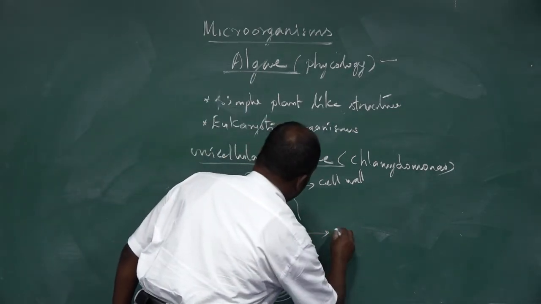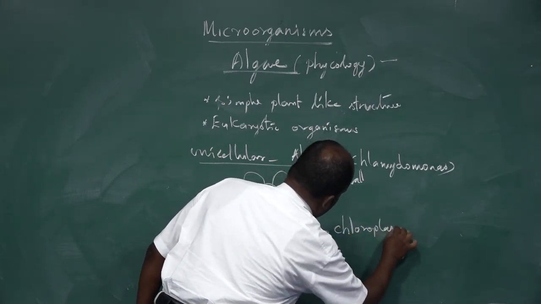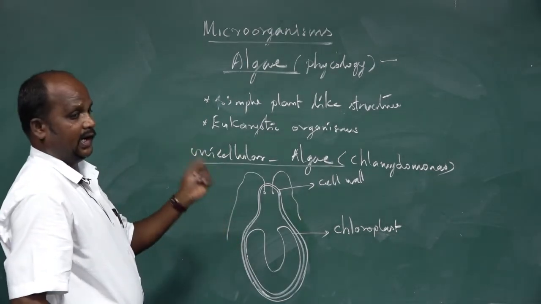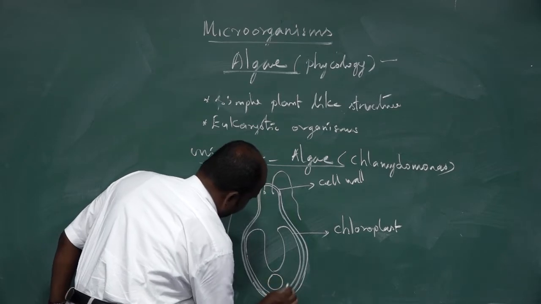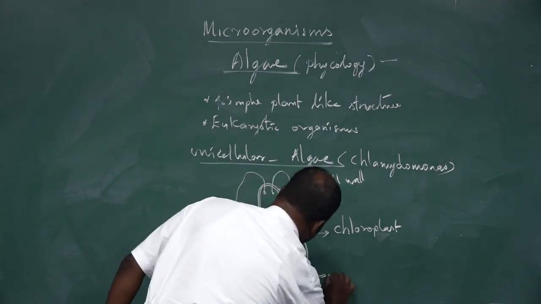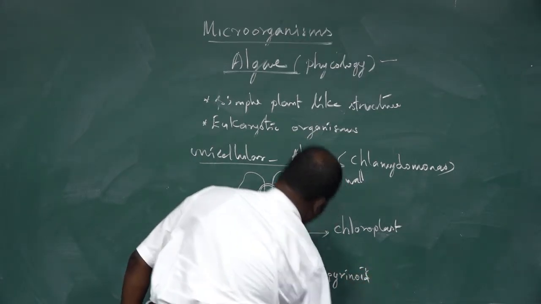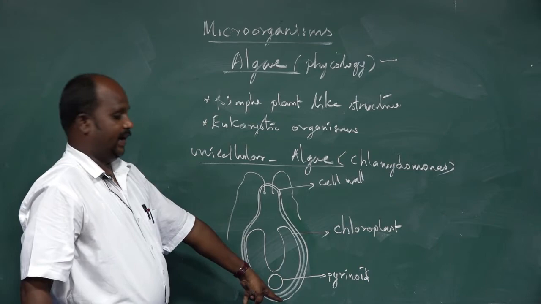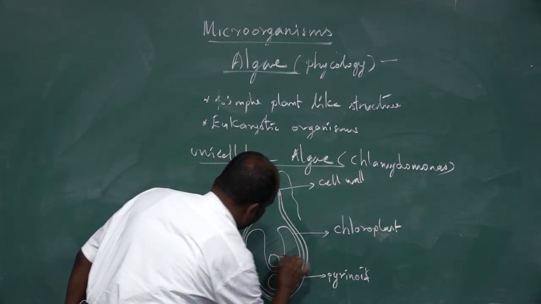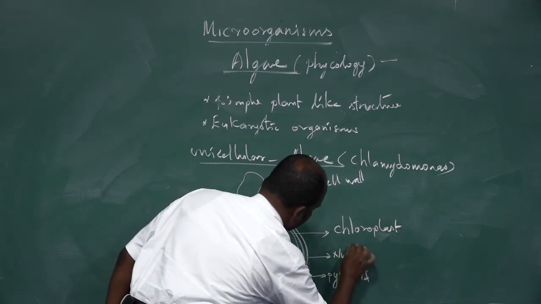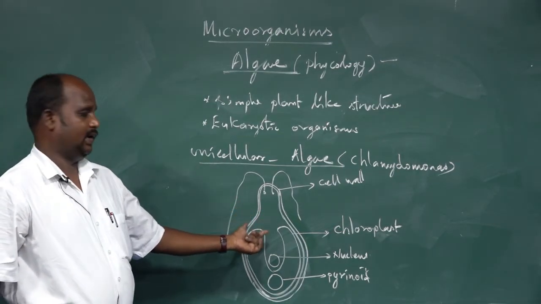This is the chloroplast. The chloroplast contains green color pigments, chlorophylls. In the central part of the structure is the pyrenoid. The pyrenoid is used to maintain photosynthesis and store food materials. Another one is the nucleus. See, this is the structure of a unicellular alga, a better example of algae.